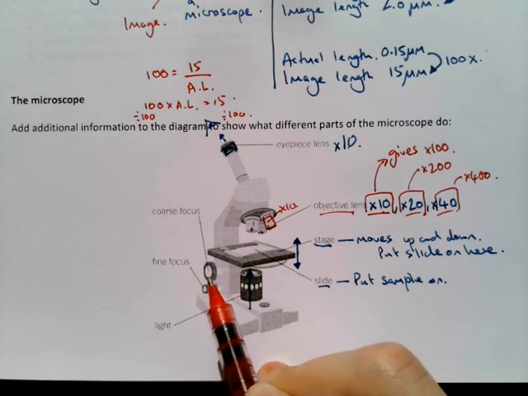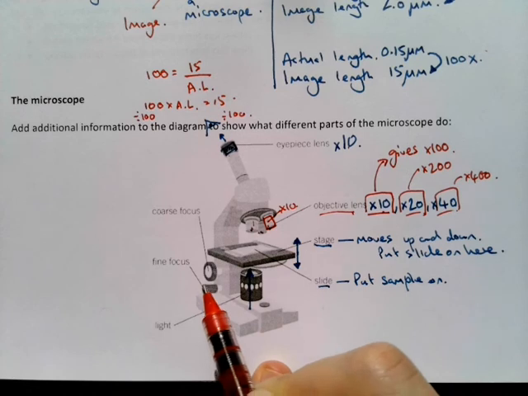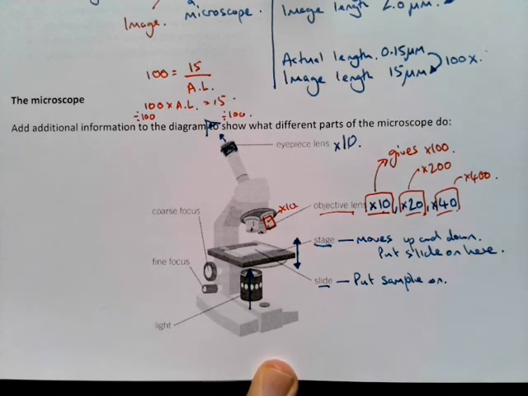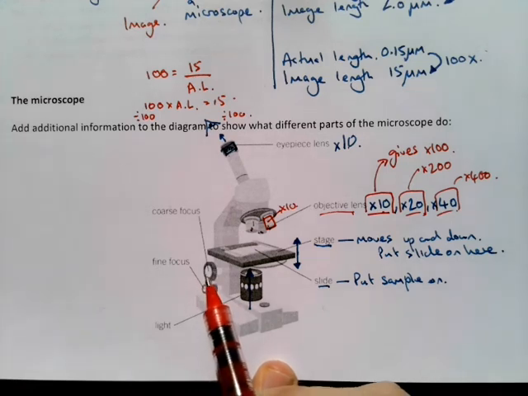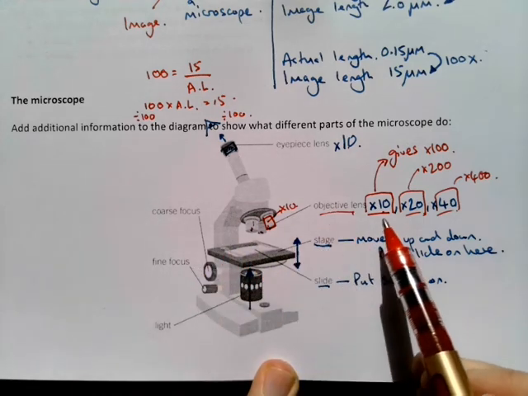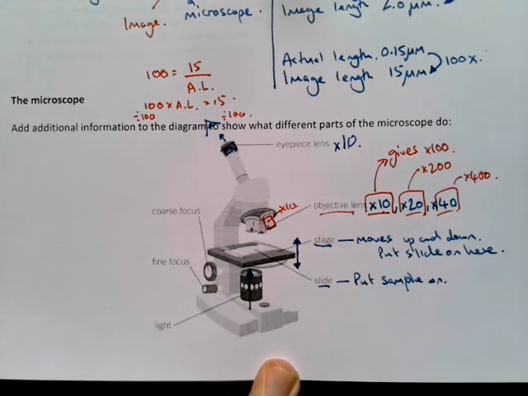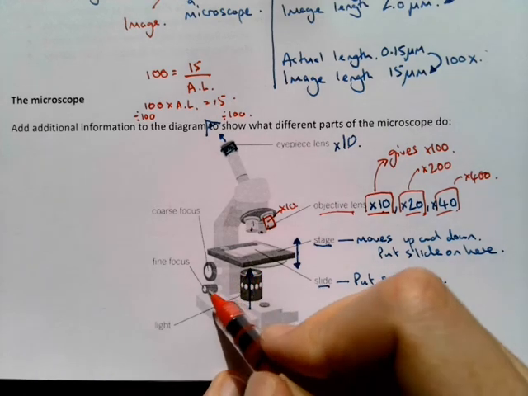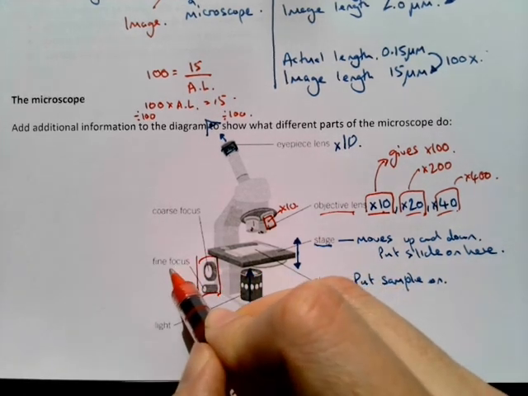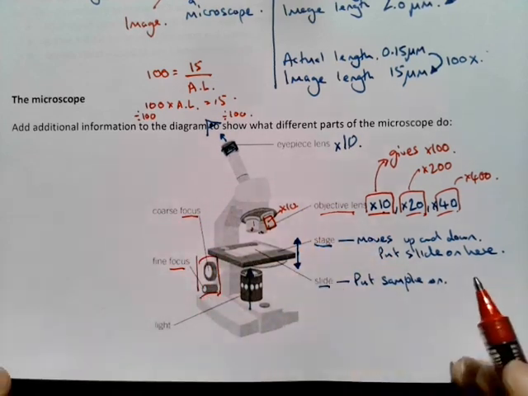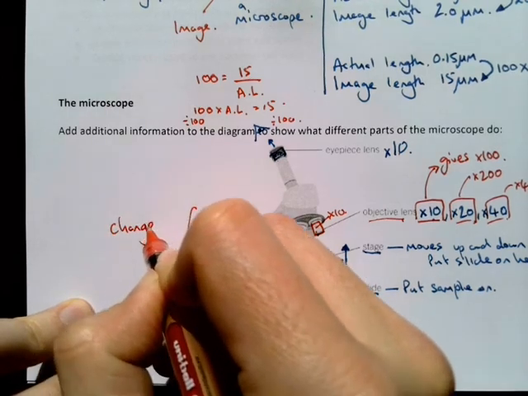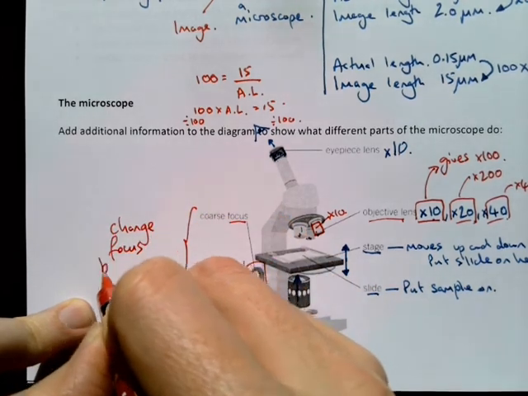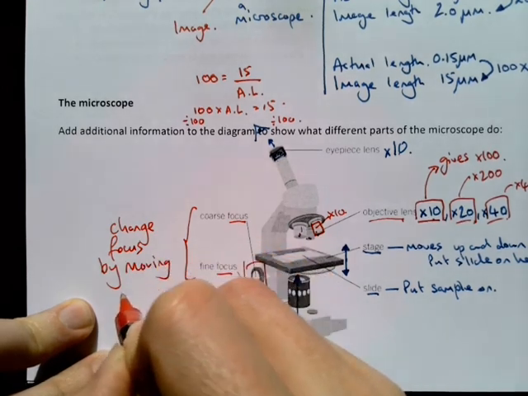Well, the knob twisting doesn't change the magnification. I'll say that again. Turning the knobs does not change the magnification. The magnification is changed by using different lenses. These knobs here, the clue's in the name, they change the focus by moving the stage up and down.